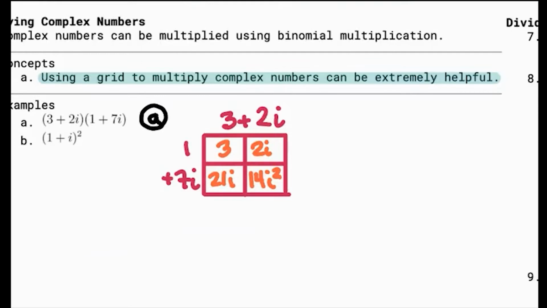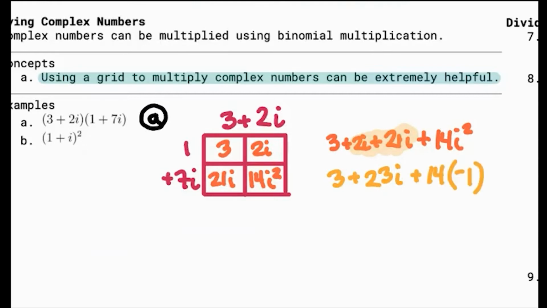So this means that when you multiply these together, you get 3 plus 2i plus 21i plus 14i squared. Now, if you notice, we have to do some combining of like terms because we're adding. That's why we went over adding in the previous part. You end up with 3 plus 23i. I wrote 21 for some reason. 23i. Now, i squared is equal to negative 1.